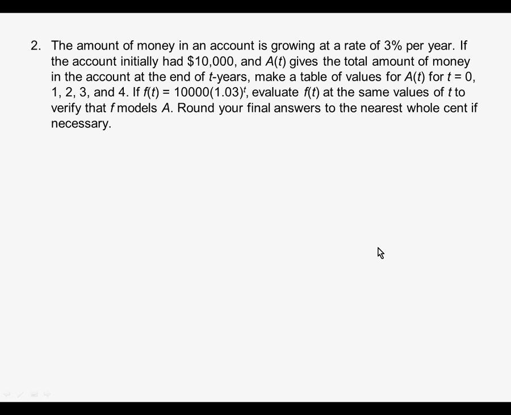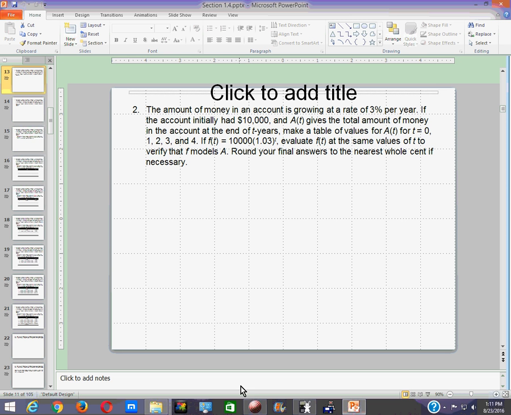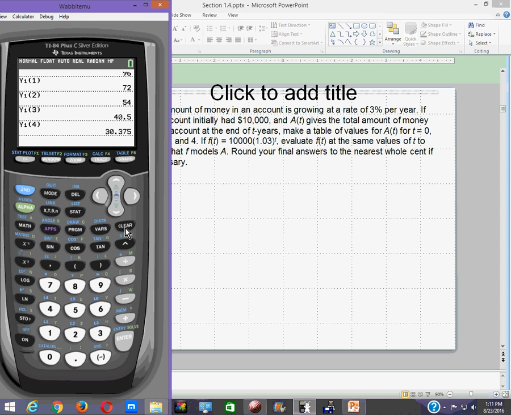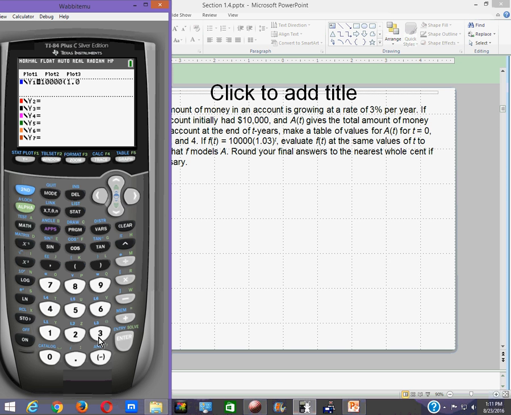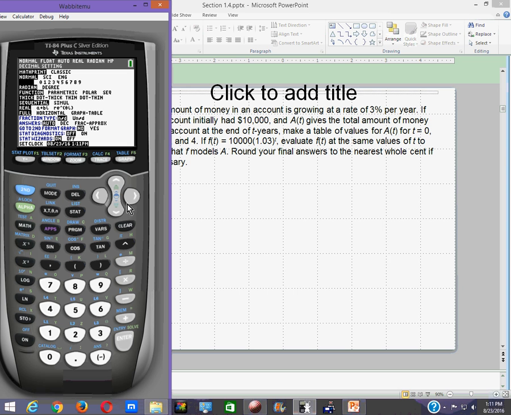So let's go ahead and key in f of t into our calculator. Let me clear all that stuff out. Let's clear out that value of y1. I'm going to have 10,000, open parenthesis, 1.03, close parenthesis, raised to the t power. Let's quit that screen. Since we're supposed to round to the nearest whole cent, that's 2 decimal places, so let's set our mode float to 2. Okay, so we're all set up.